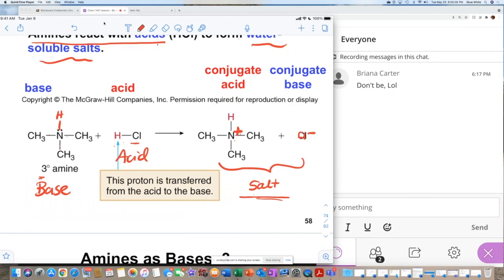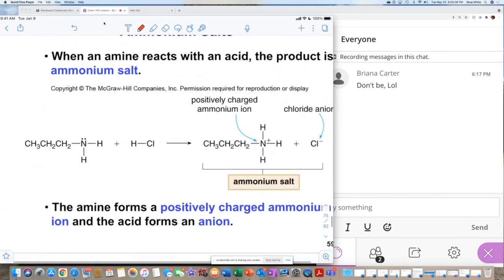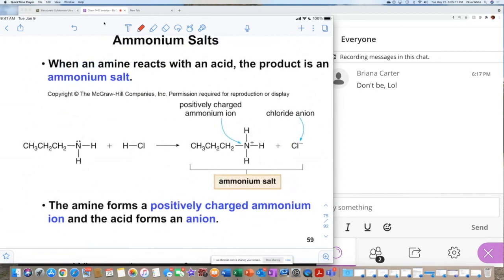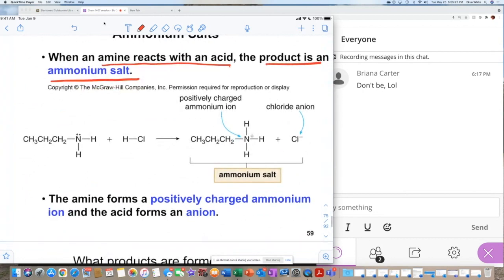Positive and negative charge. Okay, so real quick here, we can see once again, when the amine reacts with the acid, the product is an ammonium salt, the salt of ammonium. Ammonium is the form in which nitrogen has 4 bonds. And you can see right here, the lone pair that used to belong to nitrogen alone is now sacrificed to form a 4th bond with hydrogen.